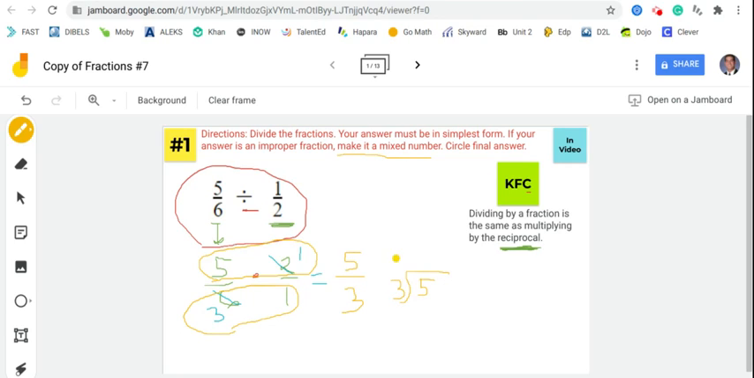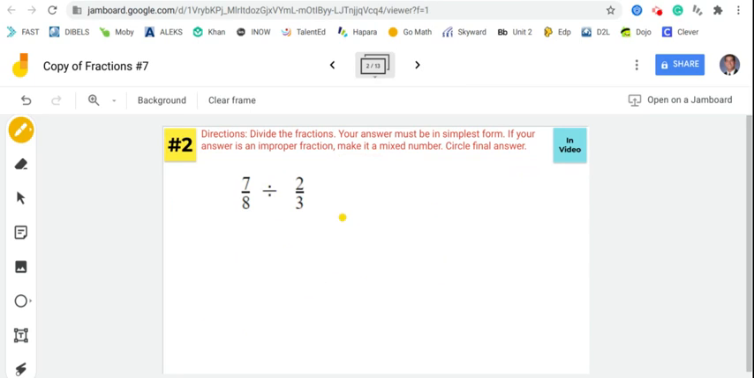Notice how my top number went inside, my bottom number went outside. 3 goes into 5 once. 1 times 3 is 3. I would subtract 5 minus 3 to get 2. And so my remainder becomes the numerator in my fraction part, and the divisor becomes my denominator in the fraction part. So this is 1 and 2/3. 5/3 is the same thing as 1 and 2/3. So 1 and 2/3 is my answer.